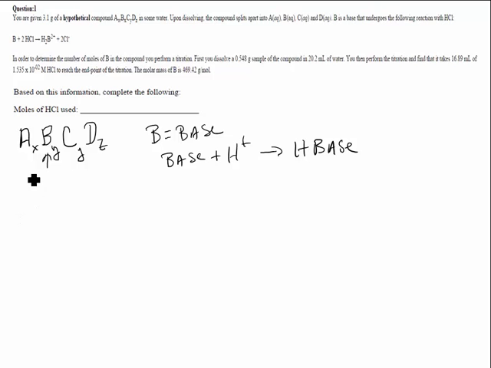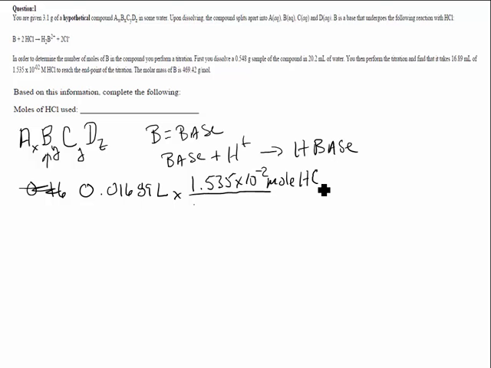So this first part, how many moles of HCl is used, this is question 1 here, is, well, we know we have, I'm sorry, it's 16.89, so it's going to be 0.1689 liters, and we're going to multiply that by 1.535 times 10 to the minus 2 moles of HCl per liter. Liters cancel, and that tells us the number of moles of HCl that are needed to take it to the end point.